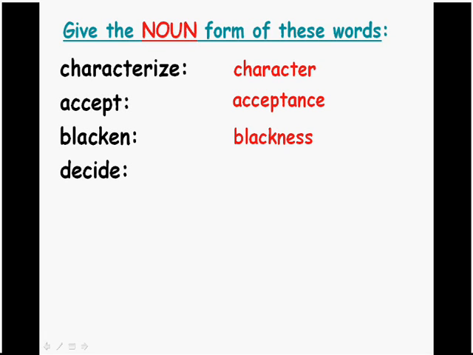The verb decide. So I have the verb decide, then, yeah, the noun is decision. I added to the verb S-I-O-N to change it into a noun. So the verb decide, the noun is decision.